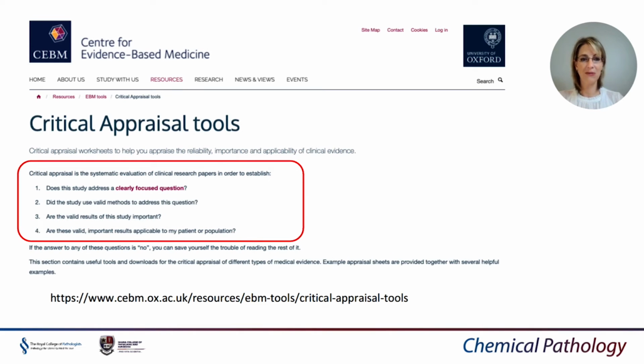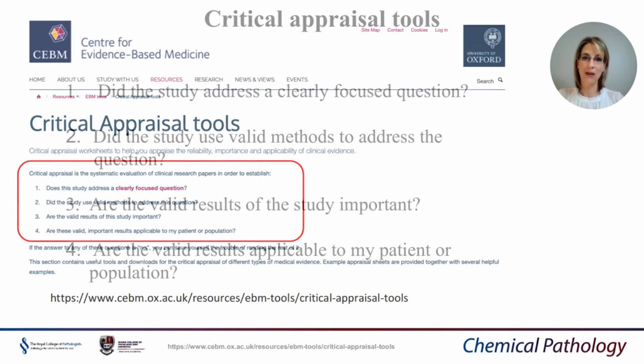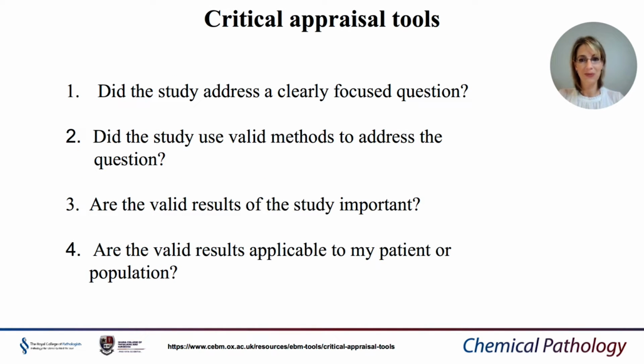What are all these four specific questions? And these are referred to as the critical appraisal tools, which can be found on the website of the Center for Evidence-Based Medicine and are key in any research paper that we look at. First of all, did the study address a clearly focused question? So when we do research or when our colleagues do research, there should always be a question, a hypothesis. Secondly, did the study use valid methods to address the question? So did the methods that they use appropriately match the question that was asked.